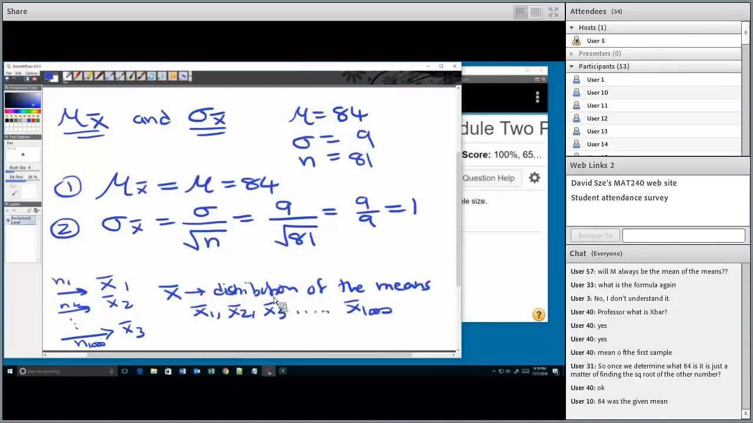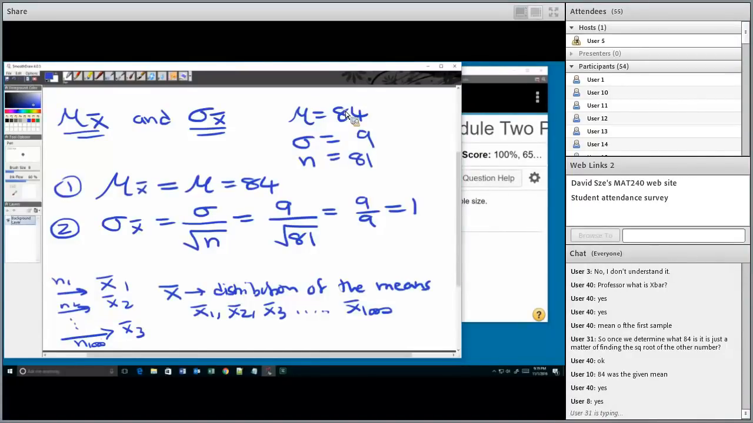Okay. We proved using the central limit theorem, and something that you have to memorize, that mu x bar, which is the mean of this distribution, equals the original mean of the population, which is 84. Okay, so is this clear? It will always be like that. And we'll do a few more problems, then you'll get used to it.